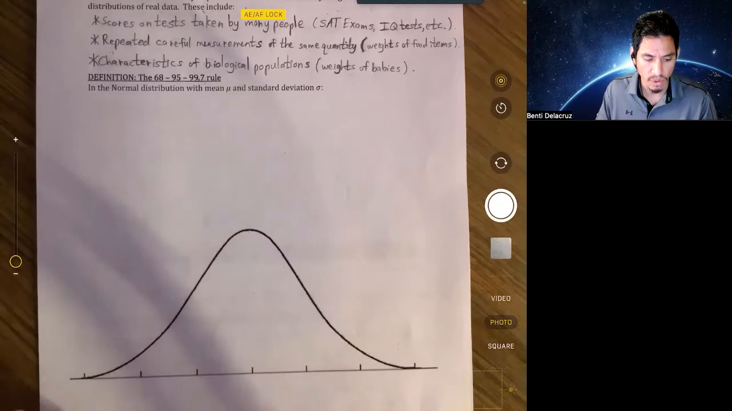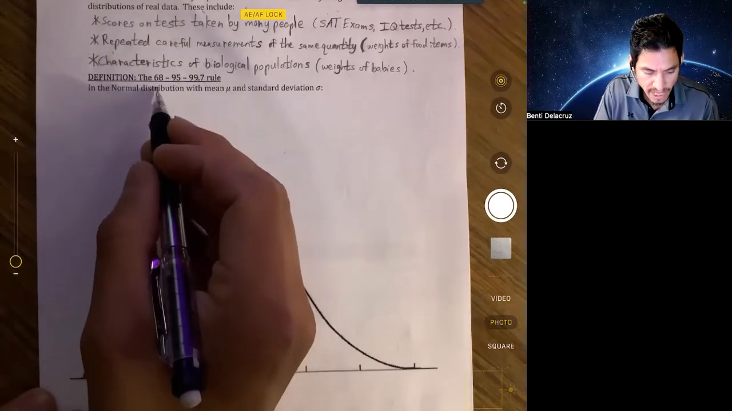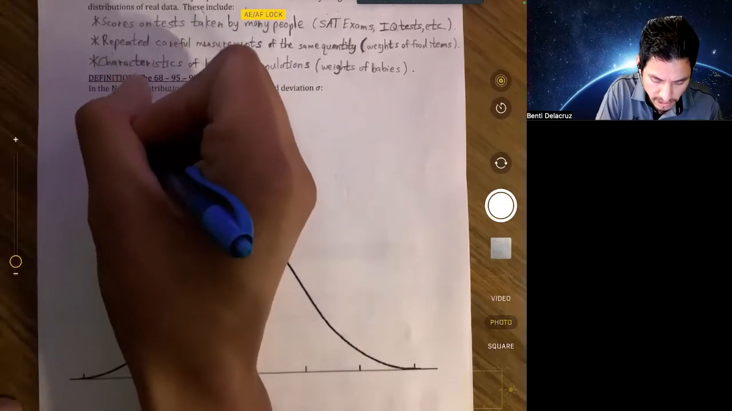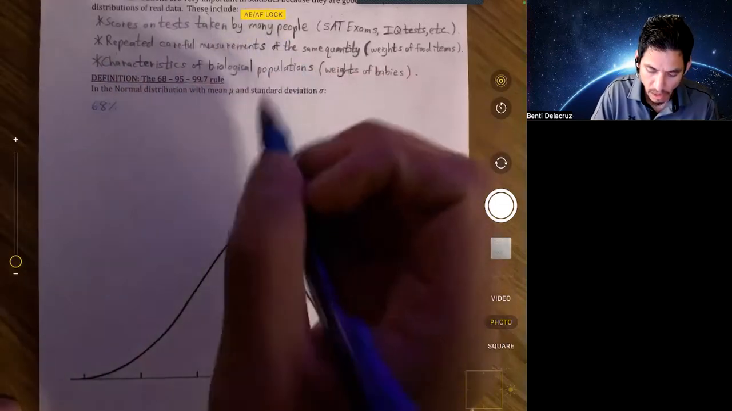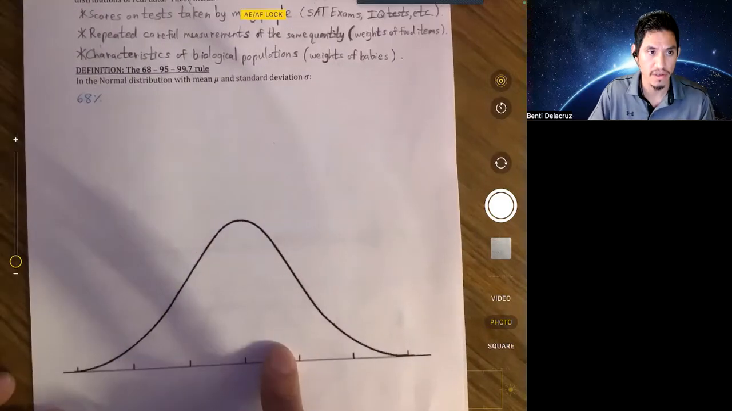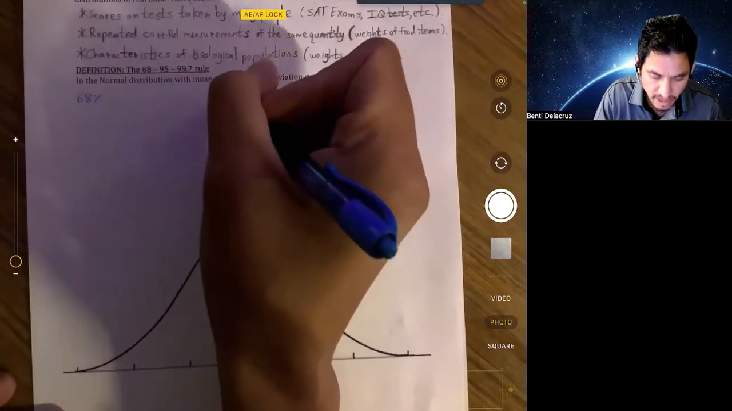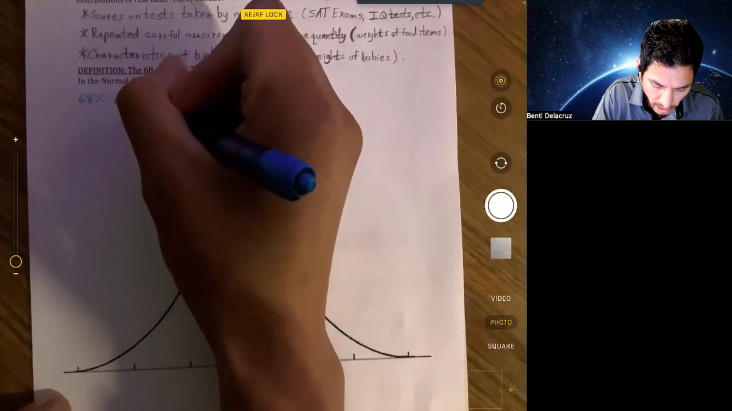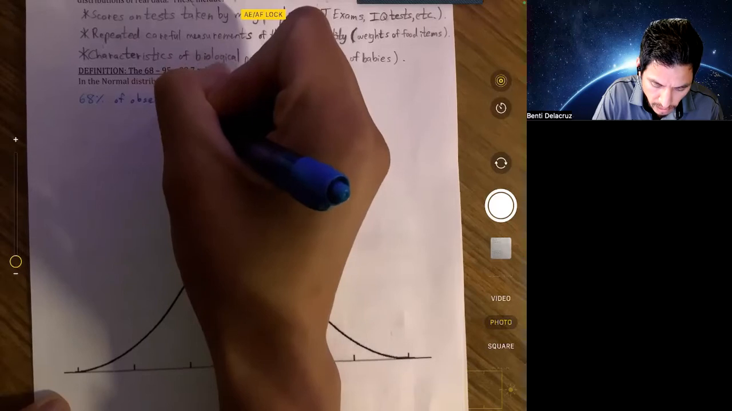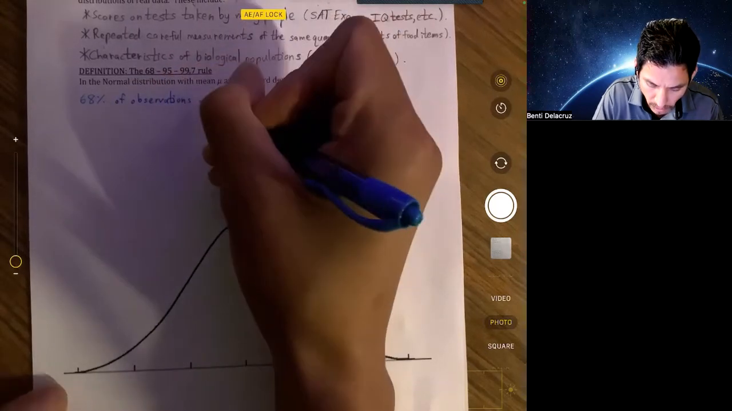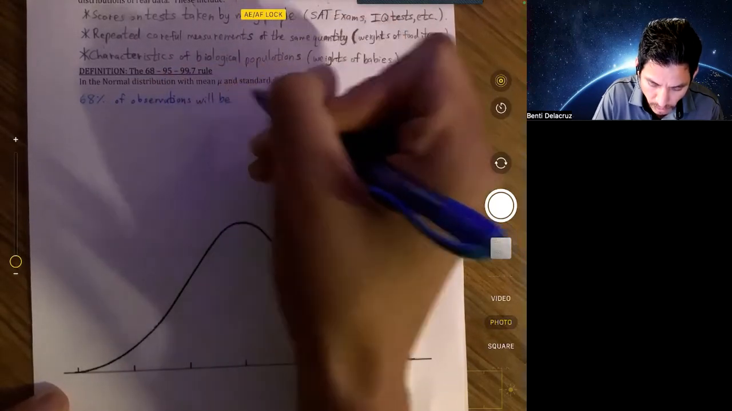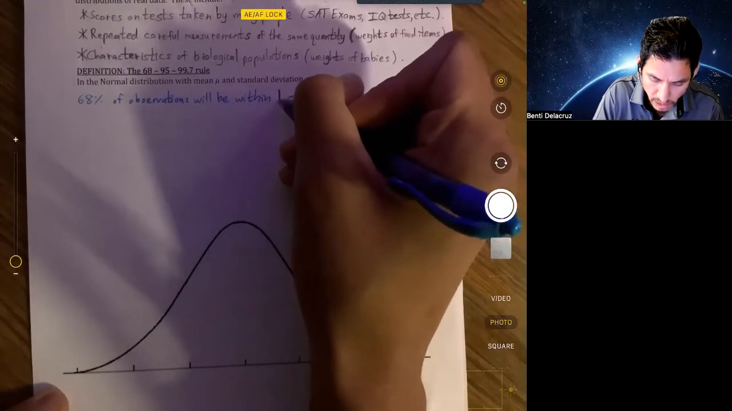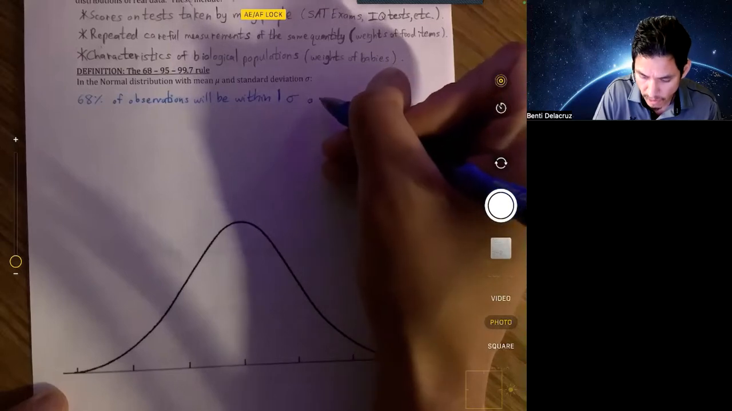So what this 68 means is that 68% of the data values will fall within 1 standard deviation of the mean. So 68% of observations, we say, will be within 1 standard deviation, or 1 sigma, of the mean mu.